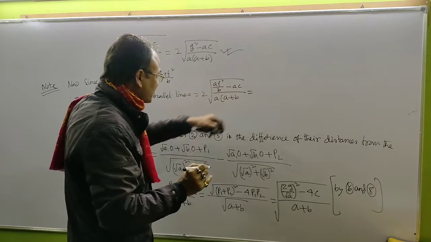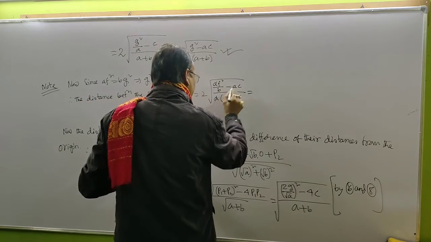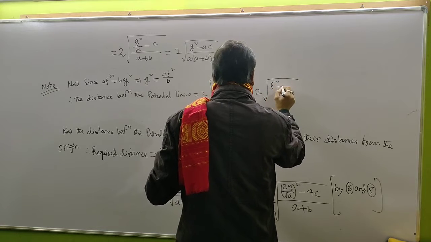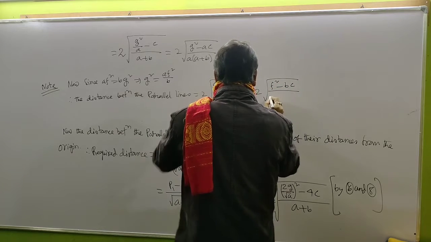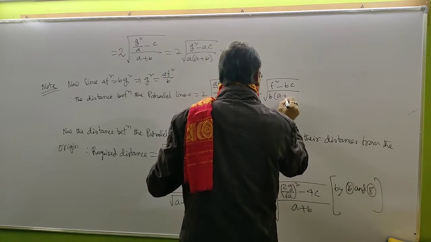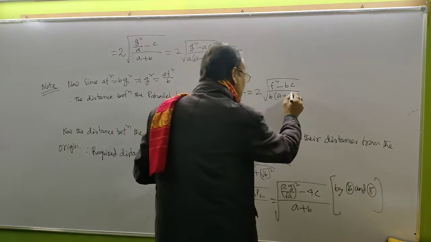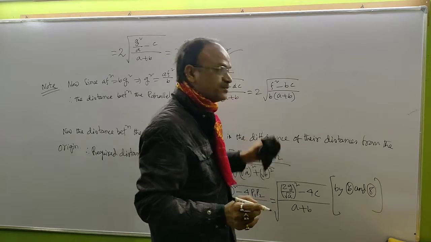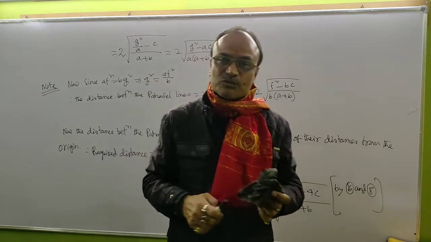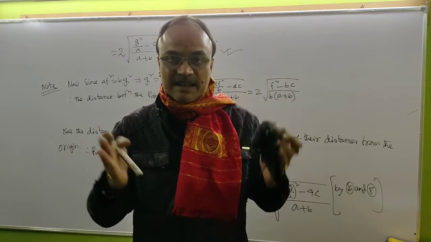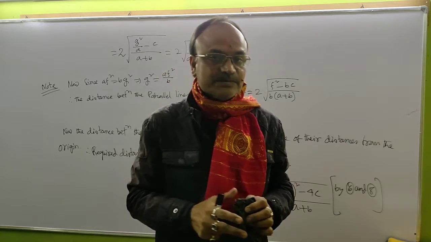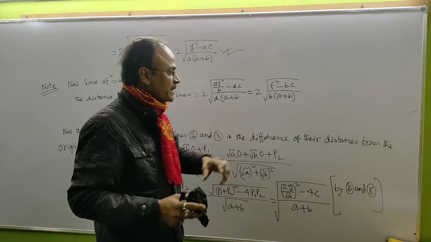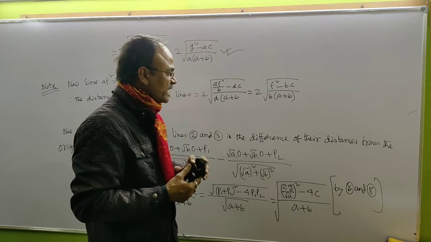Now a will be cancelled from this. This is equal to 2 times root of f square minus bc divided by b into a plus b. The distance between the two straight lines is this also, in this form. In terms of f also, you can find the distance between the two parallel lines: 2 times root of f square minus bc divided by b into a plus b.